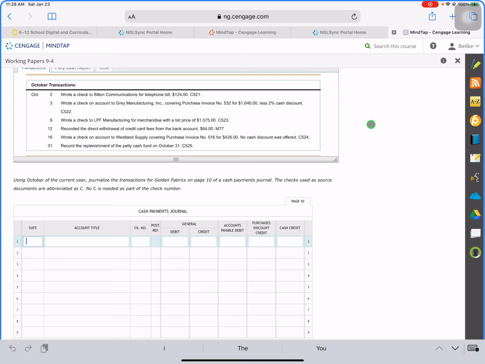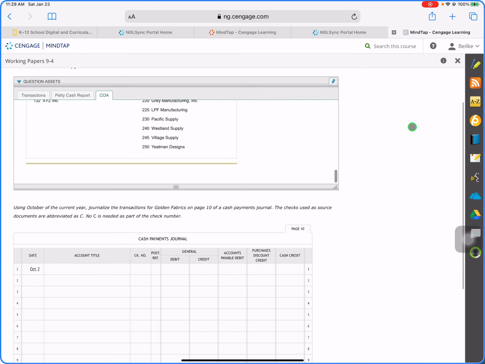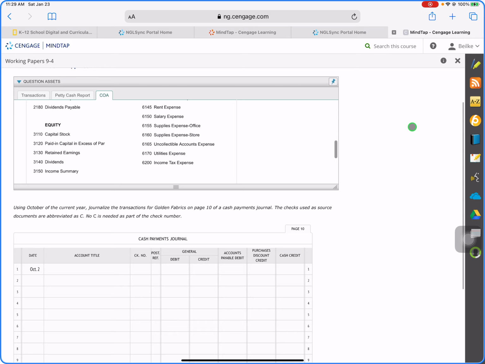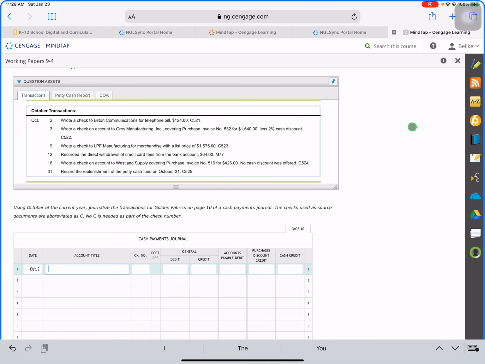check number 521. Okay, to record this, remember again, keywords here, we are paying for a telephone bill, so that would be our utility expense. We're not purchasing merchandise or anything like that. We're just paying our phone bill. So October 2nd is the date. Remember, we have to write the date, the day and the month on the first line. The account title, if we look at our chart of accounts, we don't have a telephone expense, but we do have a utility expense. So our account title will be utilities.